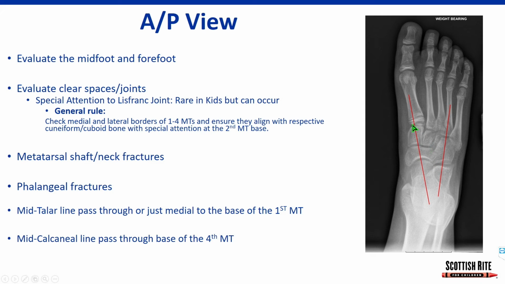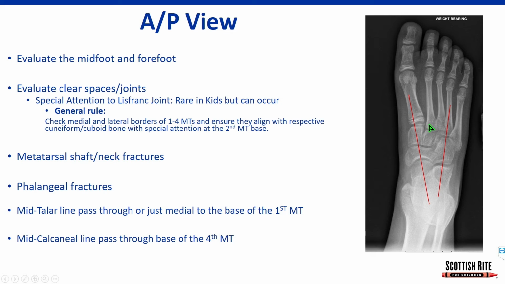The one I'd encourage you to look at really closely is this Lisfranc joint, particularly in our older adolescents, as Lisfranc injuries are very rare in young kids. They can occur, but it's not a very common injury. But you want to make sure that this is a congruent joint. You want to make sure that the medial margins of the first through the fourth metatarsals align with the respective cuneiform or cuboid. Pay special attention to this area here. If there's widening, go ahead and get that contralateral view and you can compare the two.